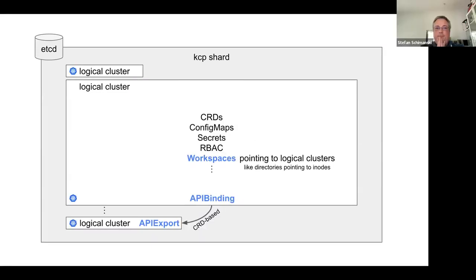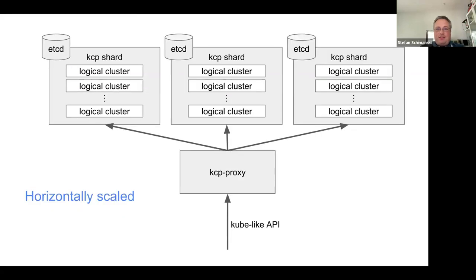Yes, go ahead. Yeah, this is good. Thanks for the presentation. So for the API bindings, just a simple question. Does that mean you can have multiple logical clusters and basically you can see the resources across all the logical clusters? Is that kind of the main purpose of that? Maybe let me switch to the next picture because it makes more sense if you have many shards.